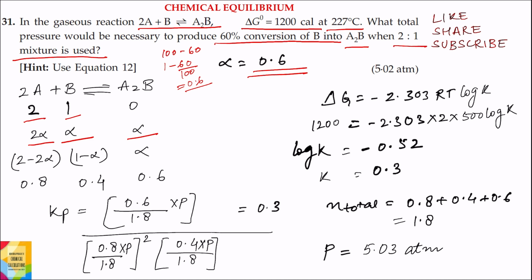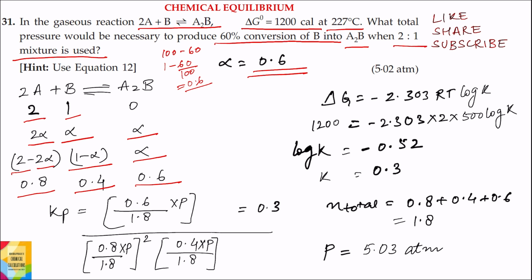So at equilibrium, the amount of A2B is alpha, the amount of B is 1 minus alpha, this is the remaining amount of B, and the amount of A remaining is 2 minus 2 alpha, because initially the amount of A was 2 moles. Now putting the value of alpha equals 0.6, the equilibrium concentration of A2B is 0.6, B is 0.4, that is 1 minus 0.6 is 0.4, and the equilibrium concentration of A is 0.8. 2 minus 2 into 0.6 is equal to 0.8.